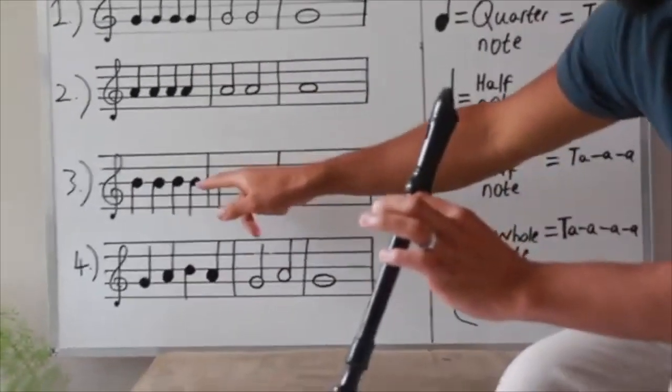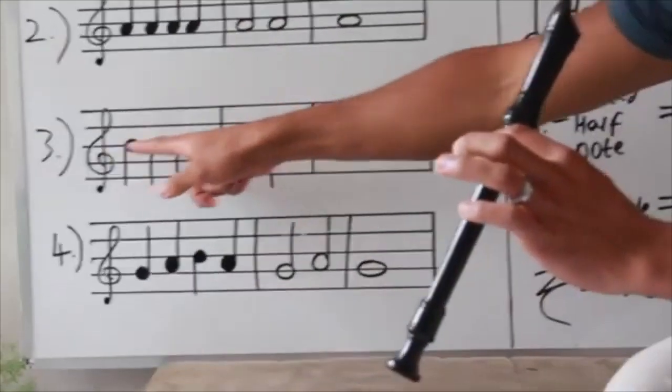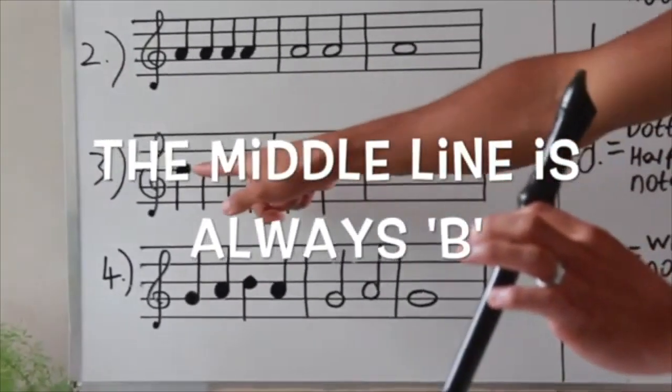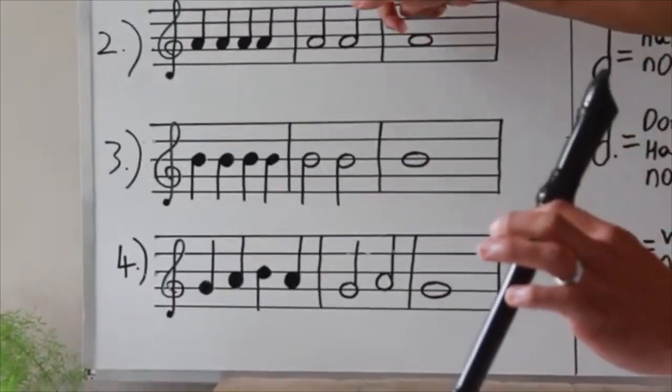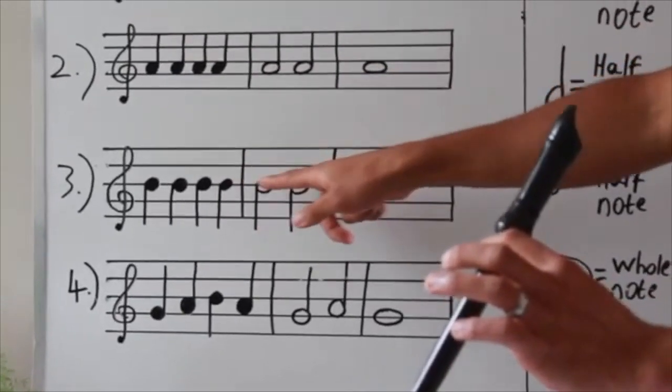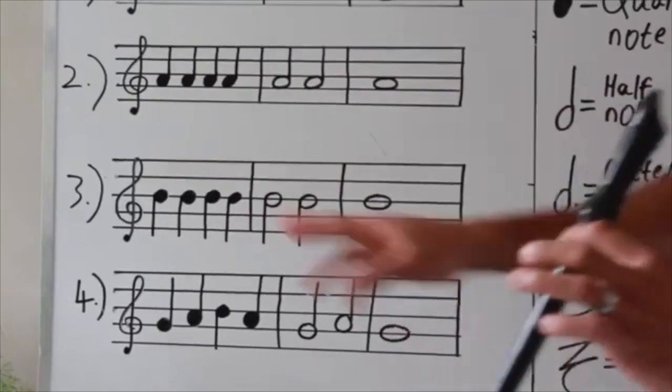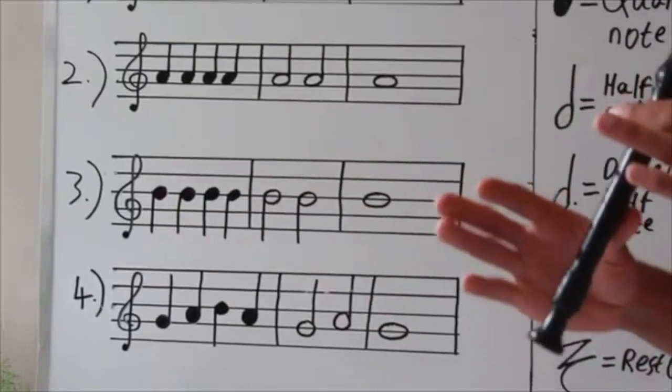Notice B is on the 3rd line. An easy way to remember B, it's always in the middle. The middle line is always B. The same way you know that G is the 2nd line, B is the 3rd line. Okay, always in the middle. So let's try line number 3. Grab your recorders. Let's go.